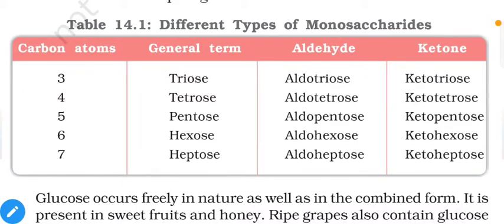Similarly, for 4 carbon containing compounds, the word tetrose is used, and if you have a ketone, then it will be ketotetrose, and for an aldehyde it will be aldotetrose, and so on. The naming schemes are mentioned here. So from the name we can identify the number of carbons and the functional group of a given saccharide. Suppose the name is aldoheptose, then we can say that it contains an aldehyde group and 7 carbons.